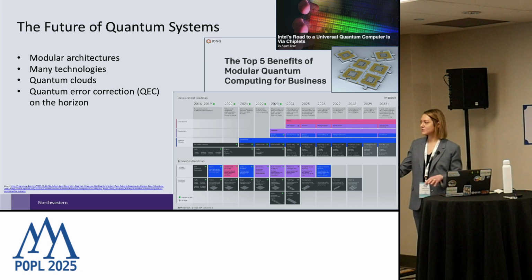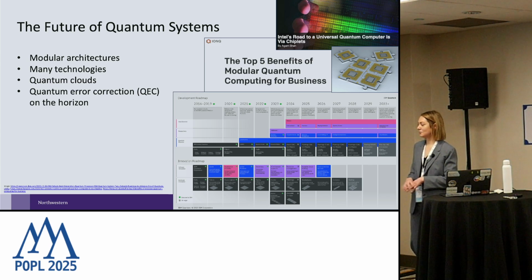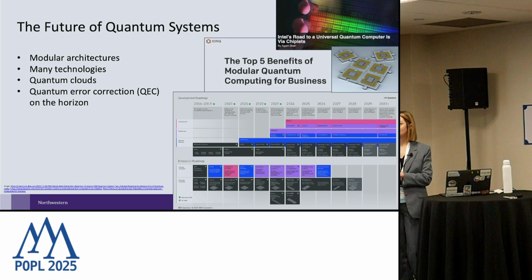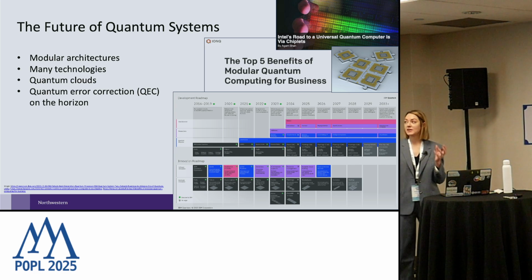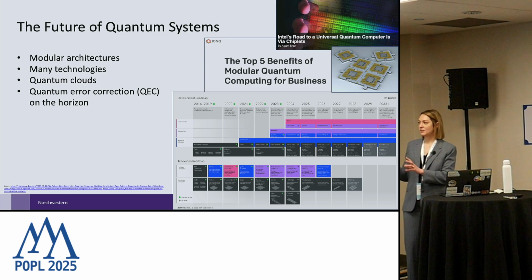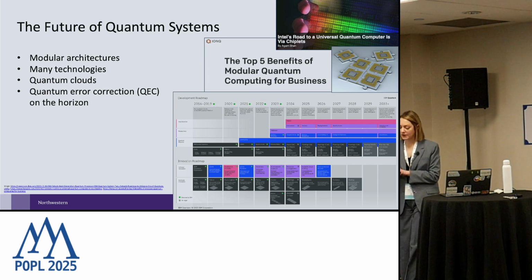I'm sure a lot of y'all have seen IBM's development roadmap. We've got a lot of things highlighted on the roadmap that talk about different solutions for making larger scale systems with modular architectures, many technologies contributing together in quantum systems. So at the end of the day, these systems are heterogeneous systems. So thinking about putting all these pieces together, it opens up a lot of questions in the research space.